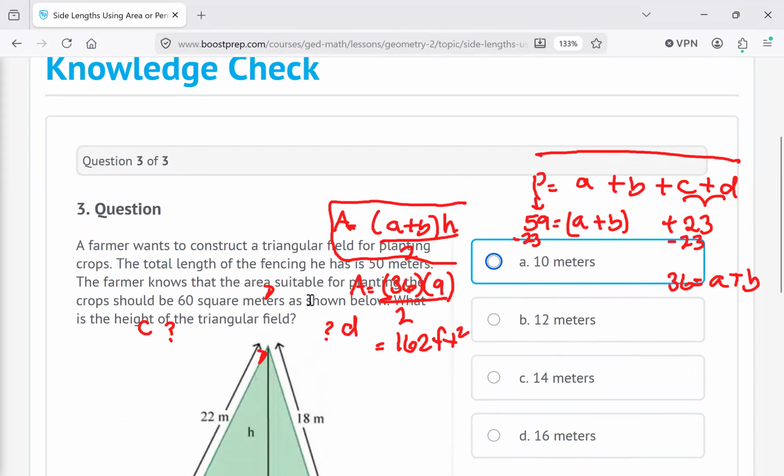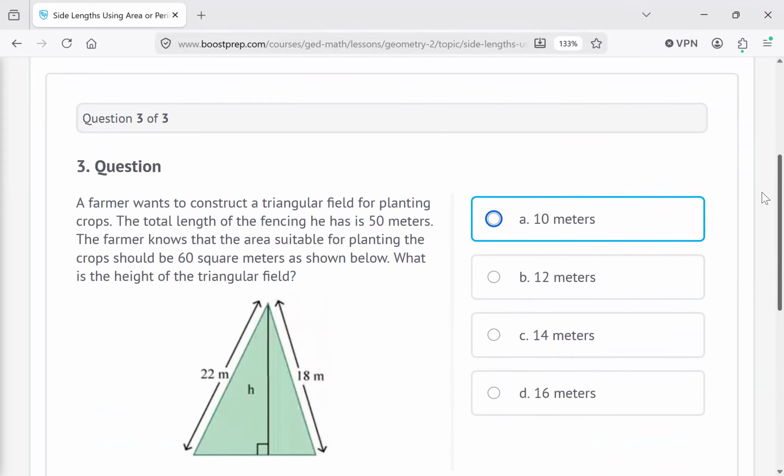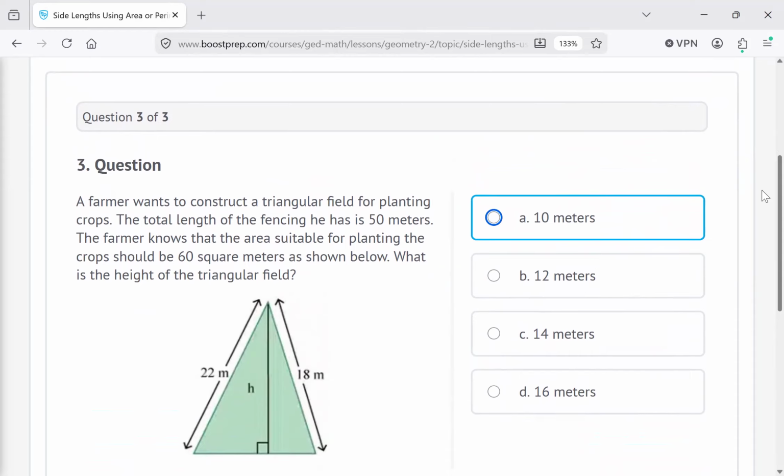Okay, question 3. Question 3 says a farmer wants to construct a triangular field for planting crops. The total length of fencing he has is 50 meters. The farmer knows that the area suitable for planting the crops should be 60 square meters as shown below. What is the height of the triangular field?